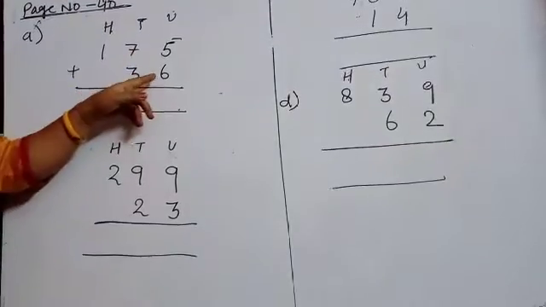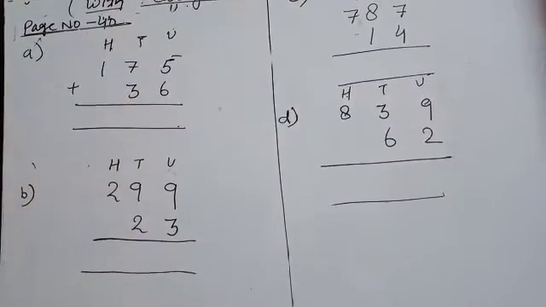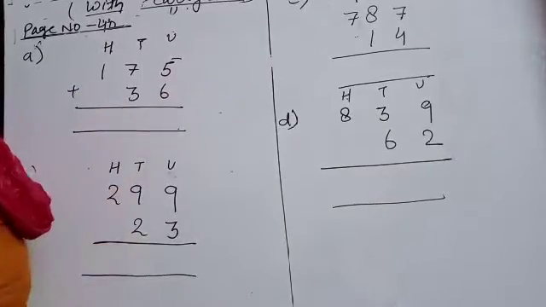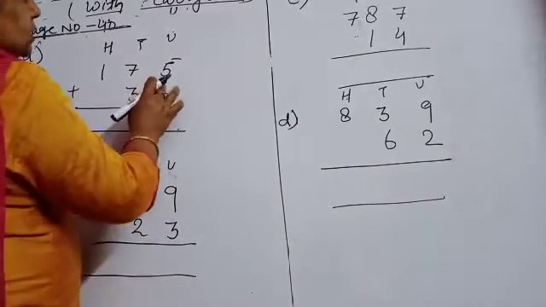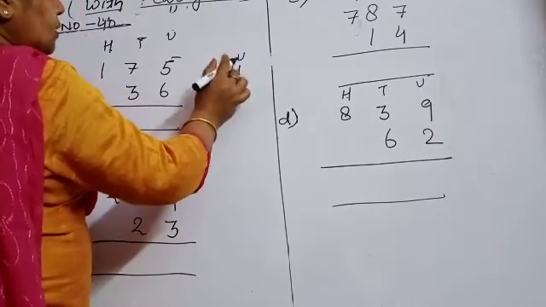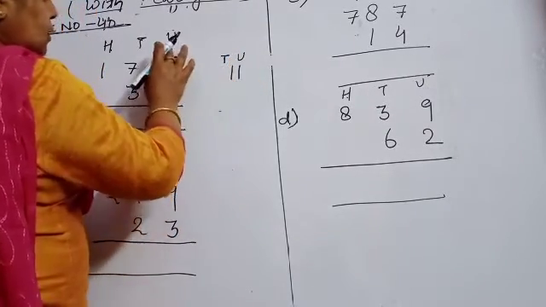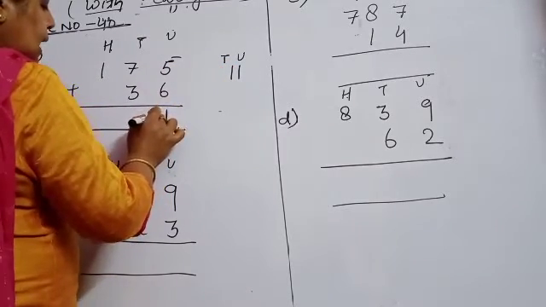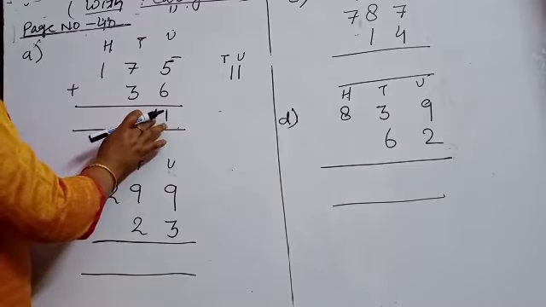175 plus 36. See me again. Just now I taught you 1-digit carryover, on page number 37 or 38. Now you see, 6 plus 5 will become 11. What I told you: the unit digit will come under the unit place. We are writing 11 in this way, but here we can't write 11.